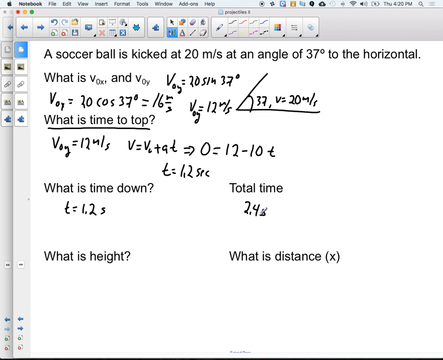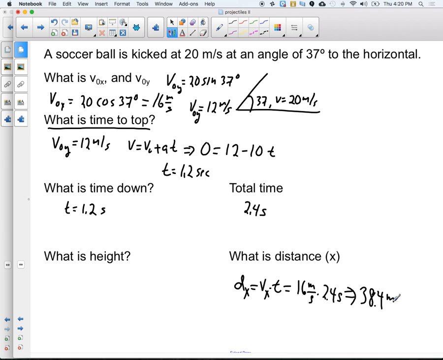So one thing I can do is take this number here and figure out how far it goes, because I know that the distance in the x direction is velocity in the x direction times t. So that's going to give me 16 meters per second times 2.4 seconds, and that ends up giving me 38.4 meters.